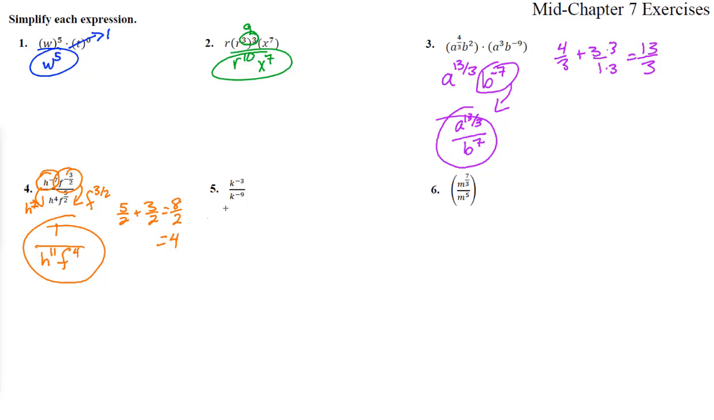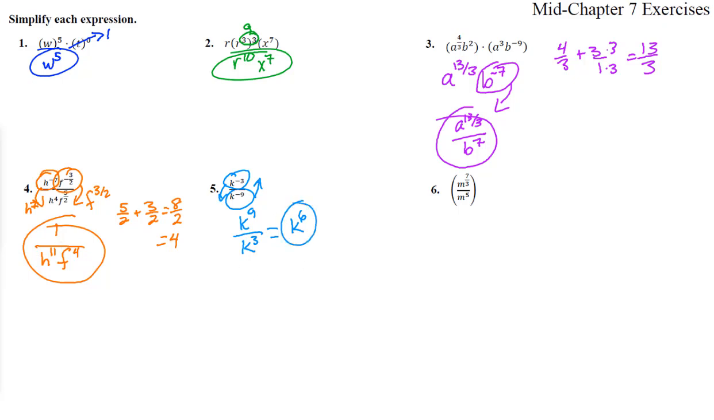Number 5. We have k to the -3. That negative will go down to the bottom. Over k to the -9, that'll go up. So we have k to the 9th over k to the 3rd. And division subtracts, and we get k to the 6th over 1.